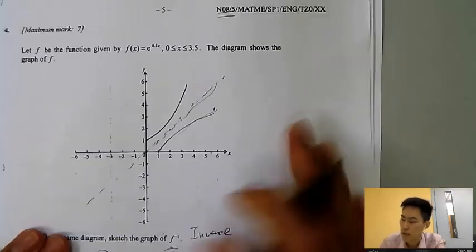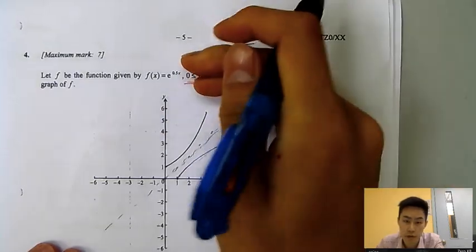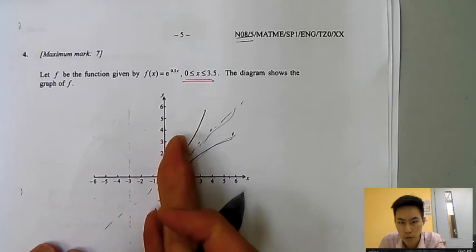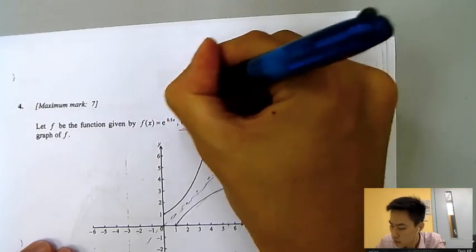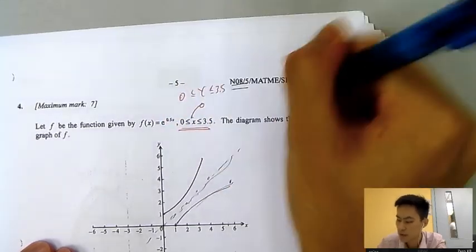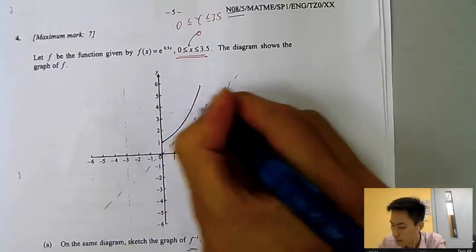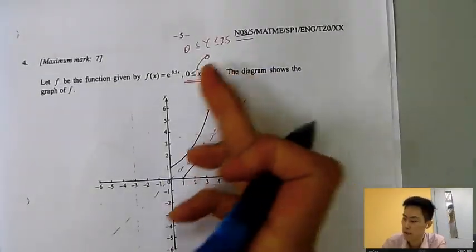Because I know that for the original function f(x), the x range is 0 to 3.5. So x can only be 0 to 3.5. But after the inverse, always swap x and y. So 0 to y to 3.5. That's the range of the inverse, so you can just copy this. It makes sense because the maximum of y can only be 3.5, so you just need to change the x to y.